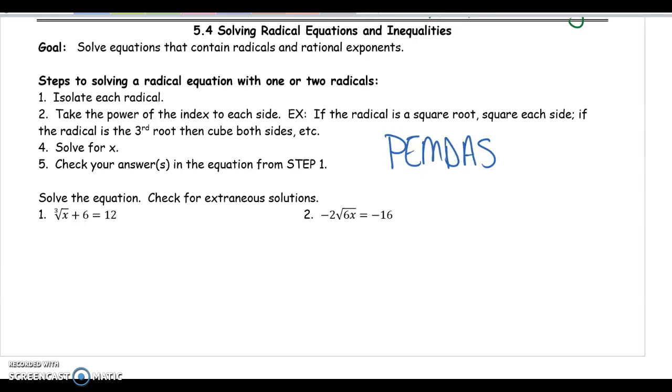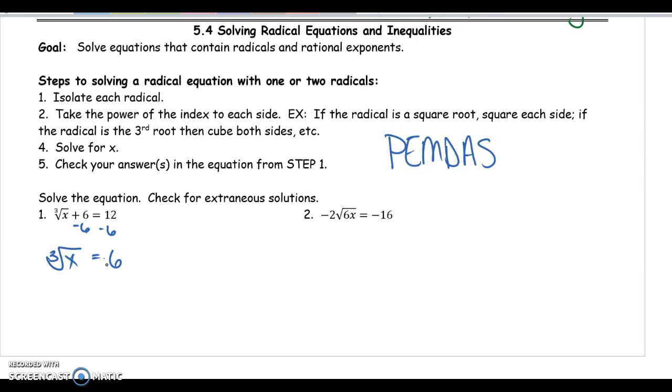So number 1, what do you think we're going to do in number 1? Subtract 6. Okay, now notice that this is the third root. It's not 3 times the square root, it's the third root. So, should we divide by 3? Cube it. This is a cube root.